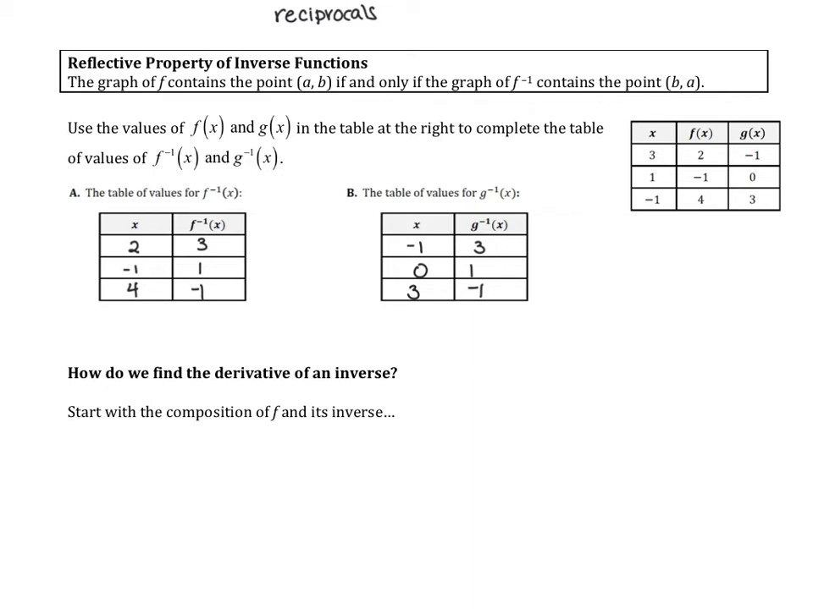So to find the derivative of an inverse, we're going to start with the composition of f and its inverse. And hopefully you remember this from algebra, probably Algebra 2, that if we take f of the inverse of x, if they're going to be inverses of one another, when we do that, we get x, a value of x. And I'm going to rewrite this in a different color.